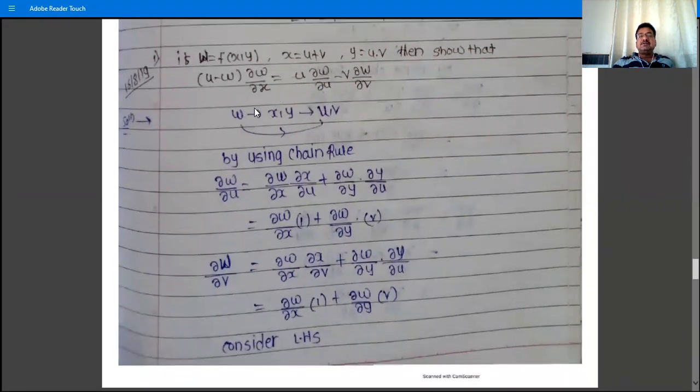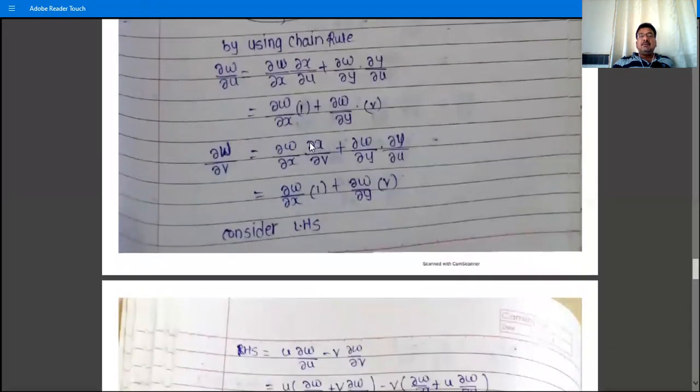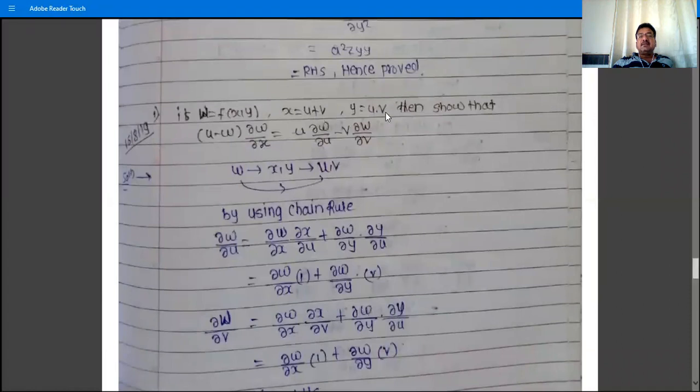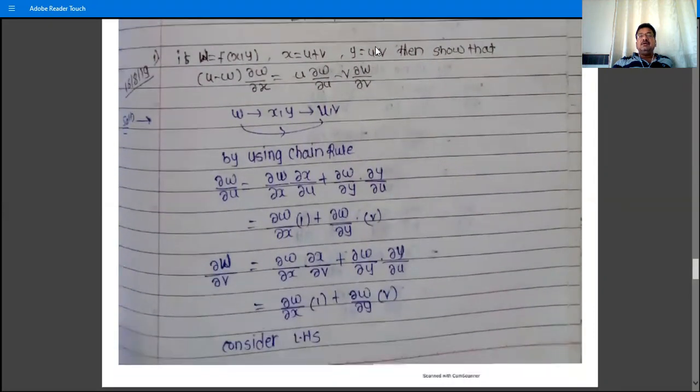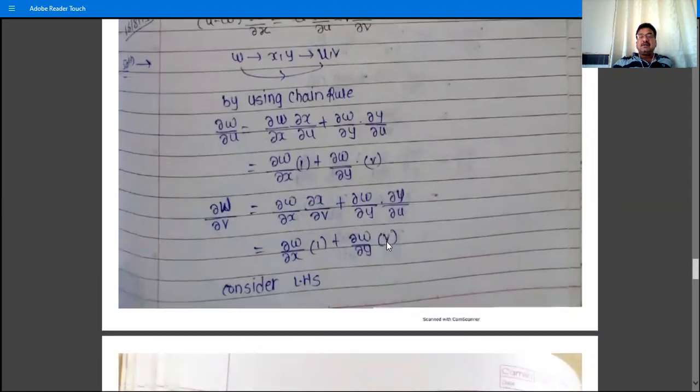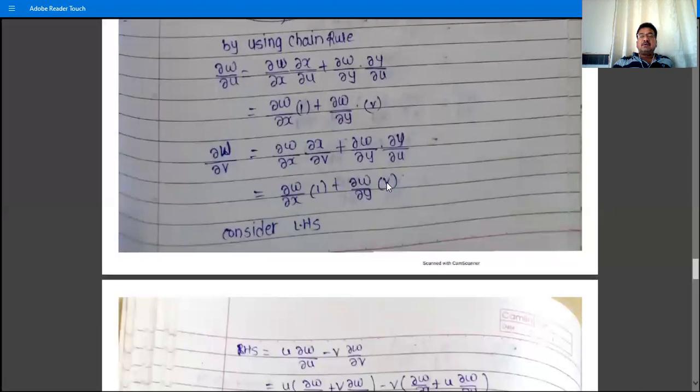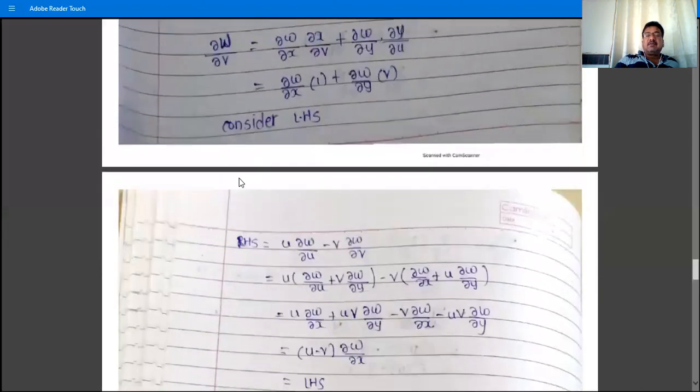Similarly, ∂w/∂v is ∂w/∂x times ∂x/∂v plus ∂w/∂y times ∂y/∂v. The derivative of x with respect to v is 1, and the derivative of y with respect to v is u. So right here, u. Correction: at this place, u. This is ∂w/∂v.